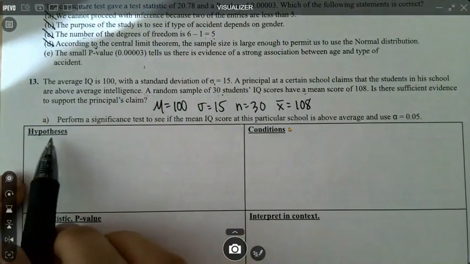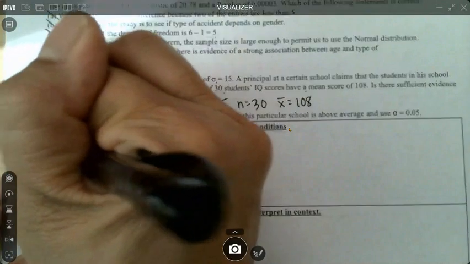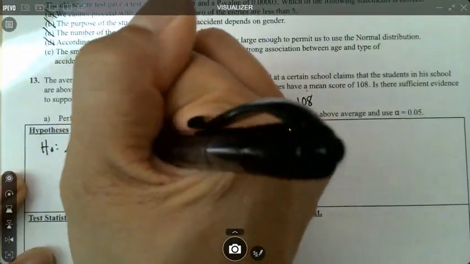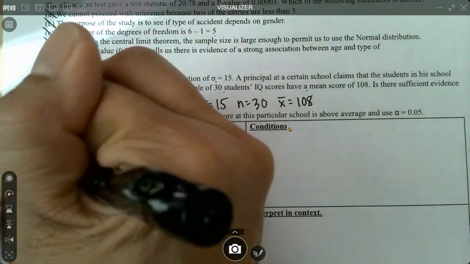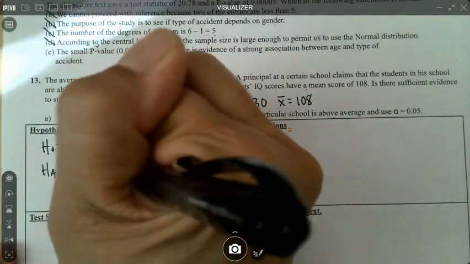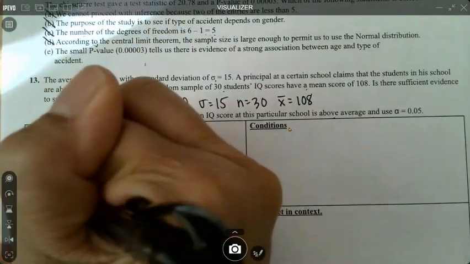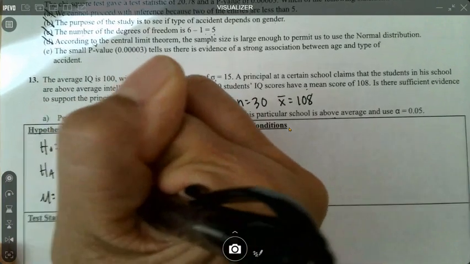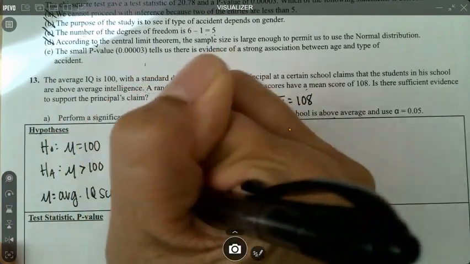Okay, so our hypotheses. This problem is about means. So H0 is mu is equal to 100. And HA, we want to know if it's above average, so mu is greater than 100, where mu is the average IQ score of students at the school.